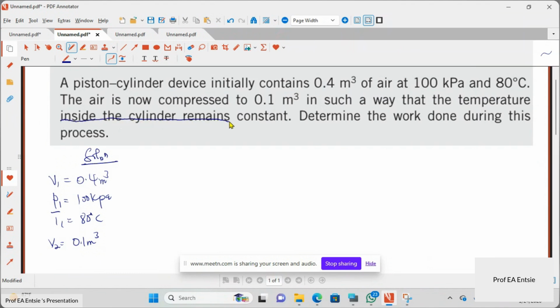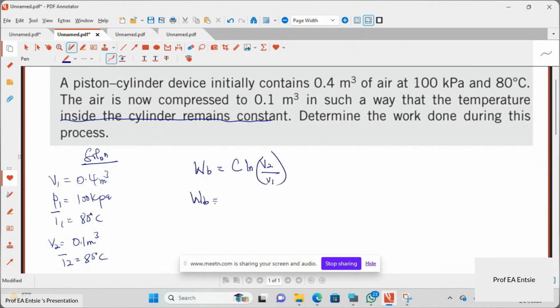Isothermal gas compression. So it means T2 is what? 80 degrees Celsius. Determine the work done during this process. So work done. It's in a cylinder. Piston is there, so it means boundary work. So we would use the formula C ln V2 over V1.